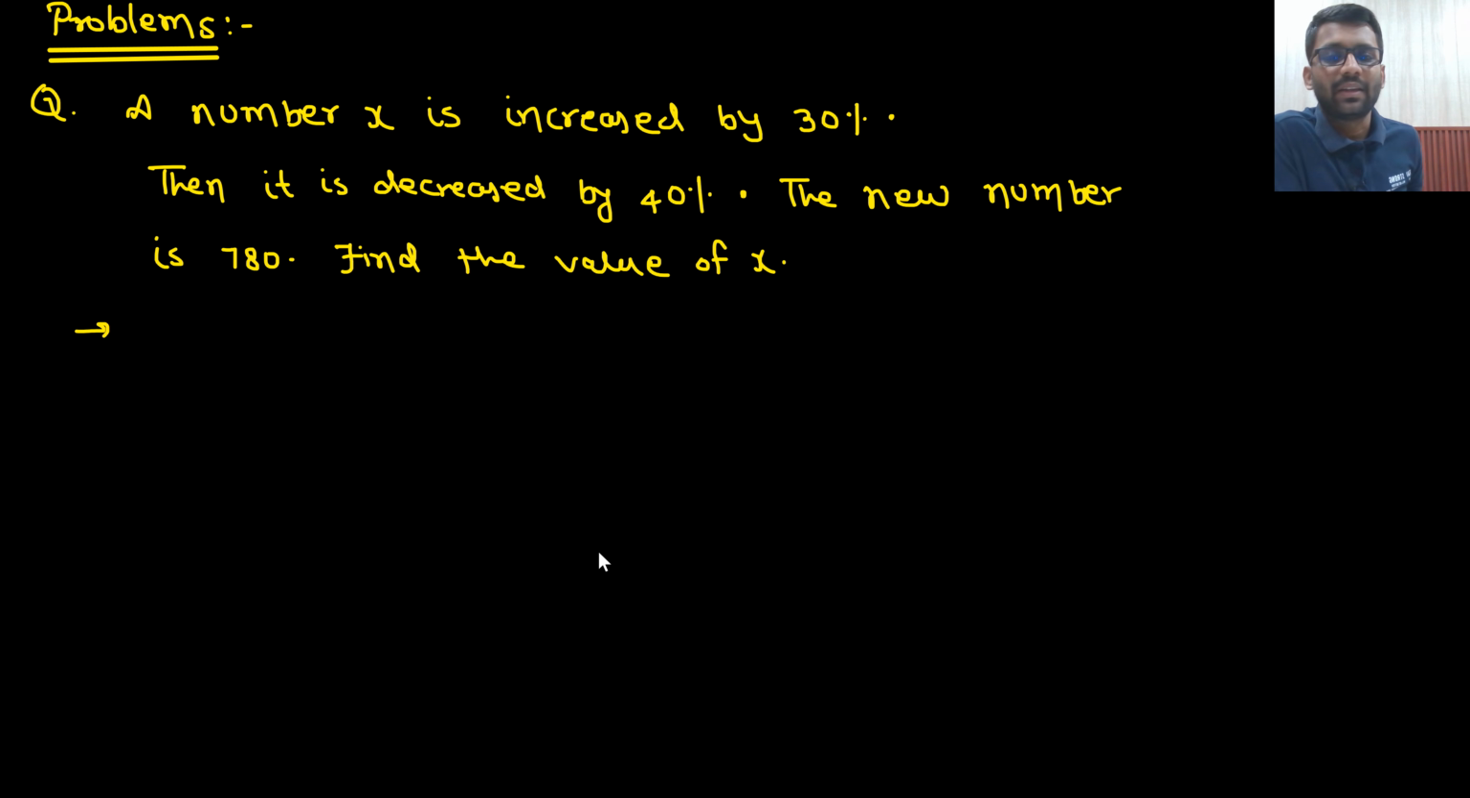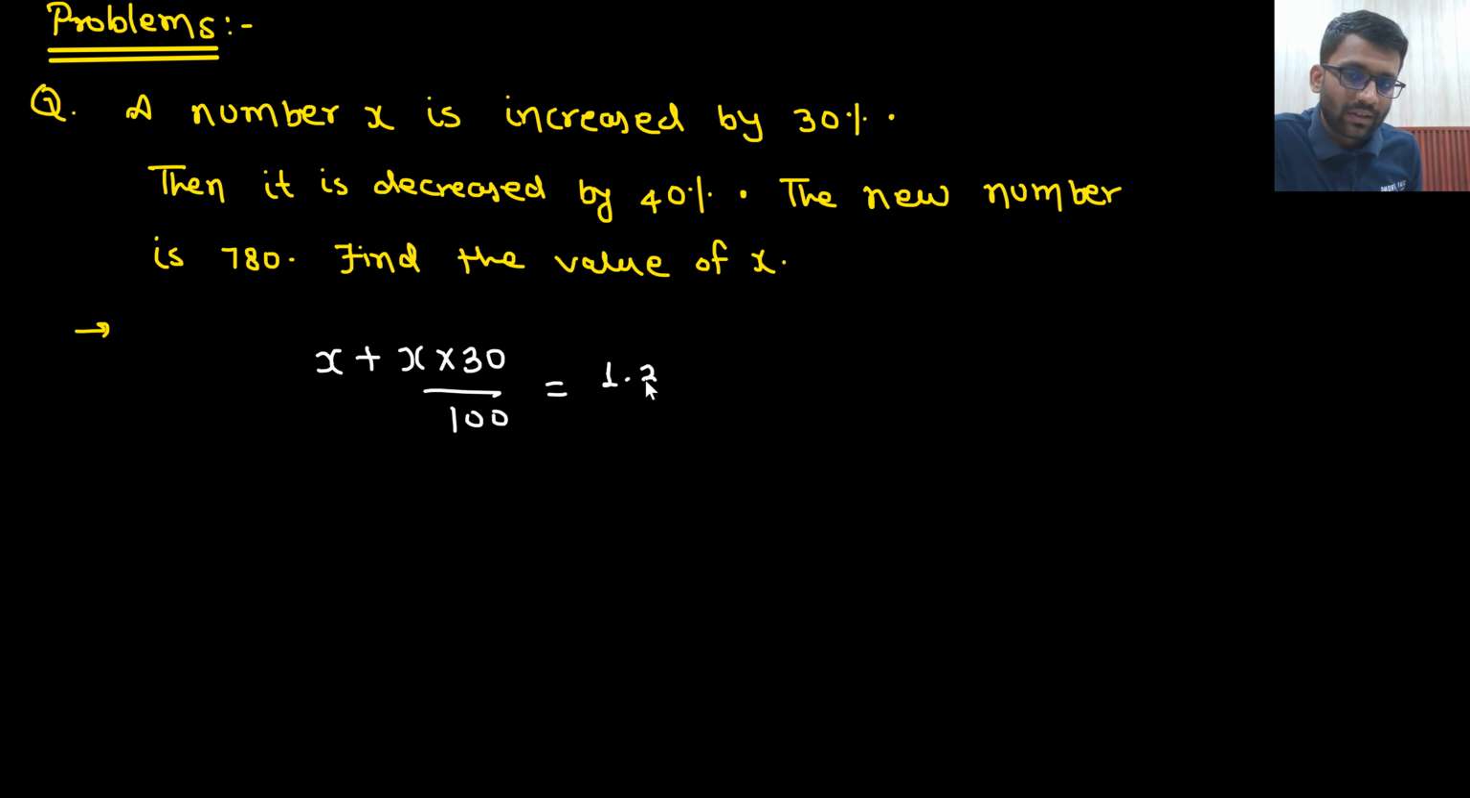A number x is increased by 30%, then it is decreased by 40%, and the new number is 780. Find the value of x. First, it is increased by 30%. What do you understand by that? Increased by 30%. Can I write it in this manner? x was the number, it is increased by 30%. That means 30% of this. What do you get? 1.3x. Now it is decreased by 40%. 1.3x is now decreased by 40%. That means only 60% is remaining.